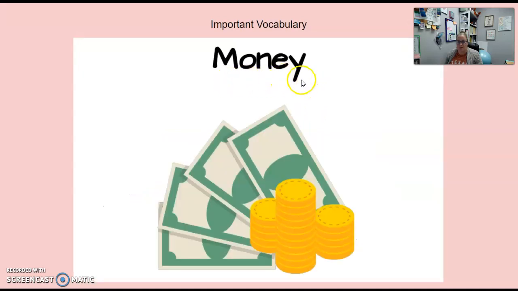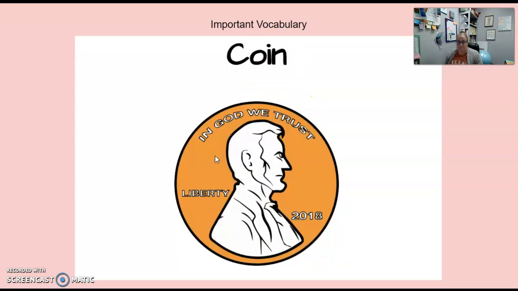The next word we have is a review word again. It is money. Remember, there's two different types of money. There are bills, and remember, bills are flat and they're made of paper. And we also have coins, and they are round. We're going to talk about that in a minute. And remember, we use money to buy things. With our coins, they are round and they are made of metal.